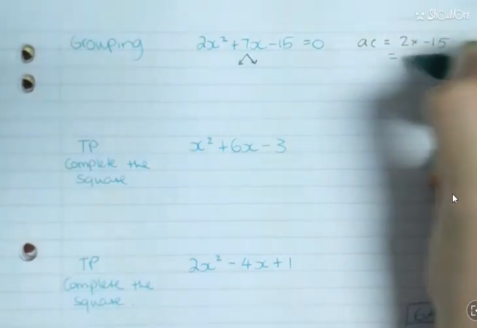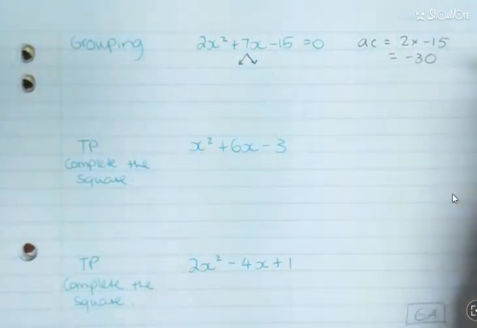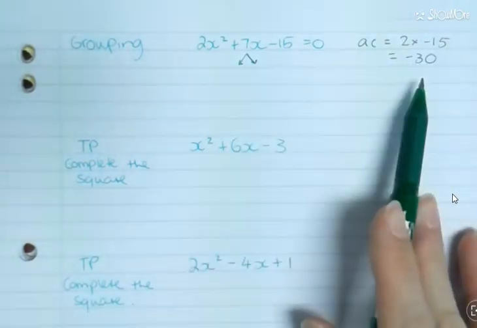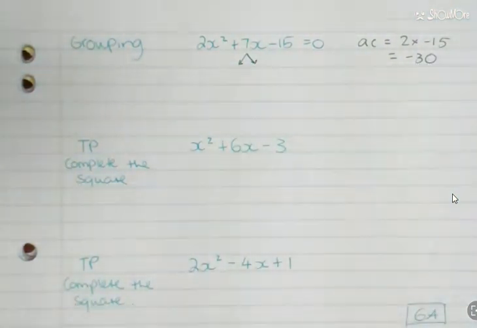So that we get negative 30. Now the numbers that we're going to use here have to be factors of negative 30 that can add together to give you 7. So think about that for a little minute. Factors of negative 30 that add together to give you 7. What do you think?